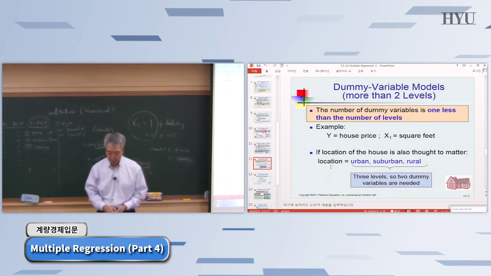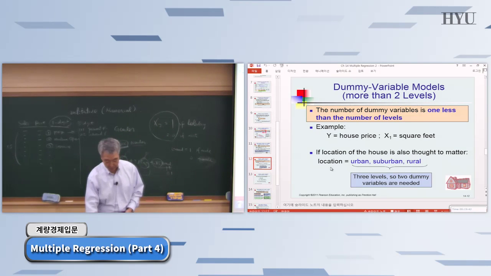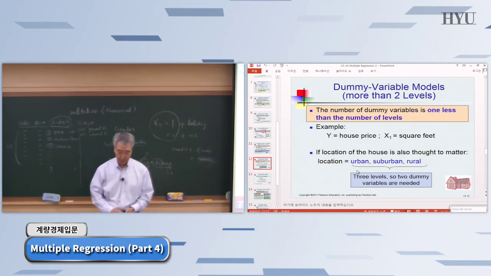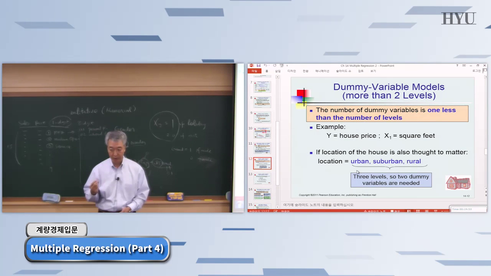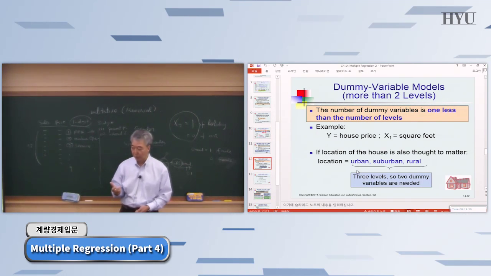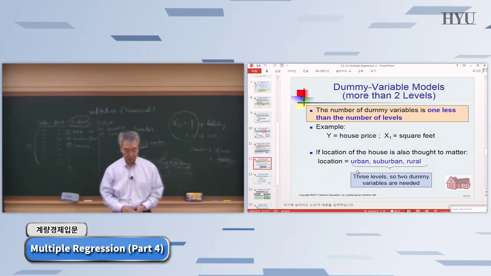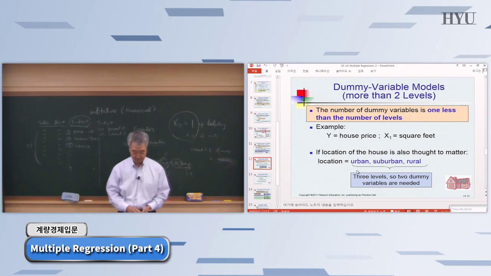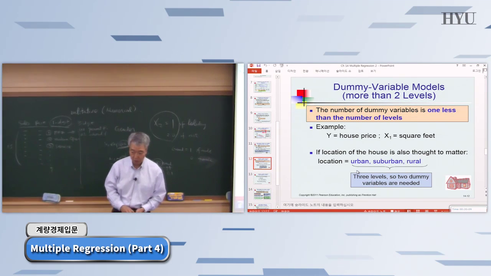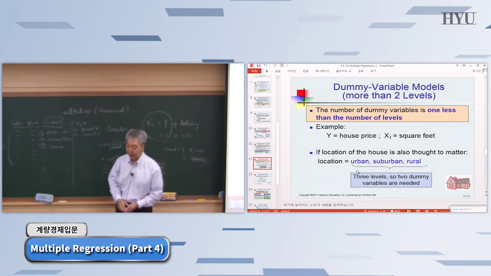Well, let's start with a very simple case. Suppose we have one qualitative independent variable, which has 3 levels. We've been dealing with the 2-level case, so let's just increase by 1. So 3 levels. This is a house price. Your dependent variable is house price, and the first independent variable is the square feet, which is the size of the house, a quantitative variable.